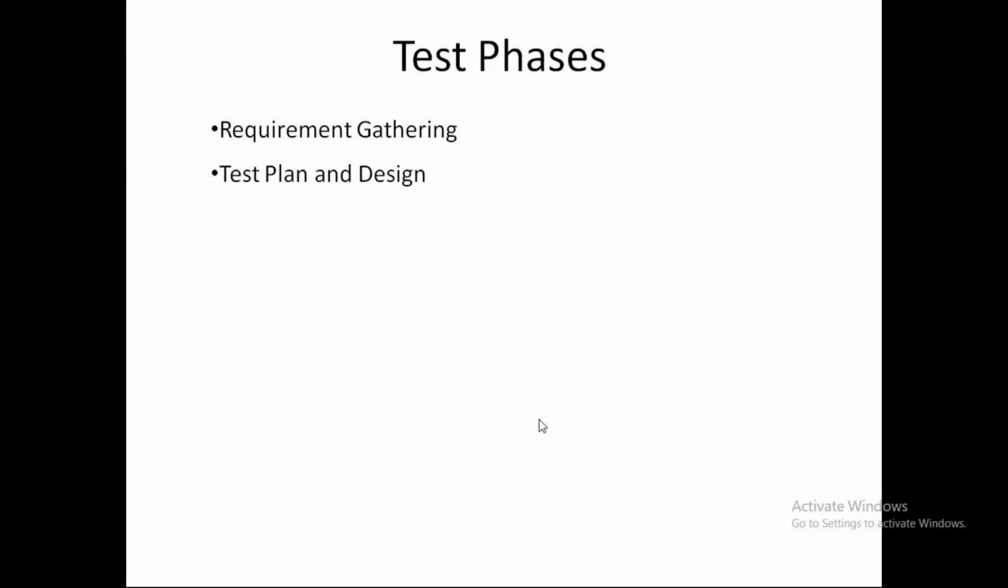Then comes the test plan and design. Once you have understood the requirements and the application, you are going to document your test strategy and test plan. Whatever requirements you have got for your performance testing, you are going to document the test strategy and test plan for it. It will be applicable to mobile application performance testing or web application performance testing. Everywhere you have to document the test strategy and the test plan.